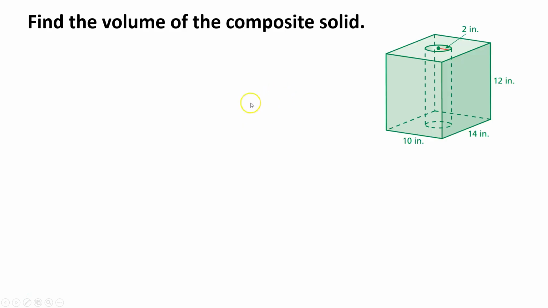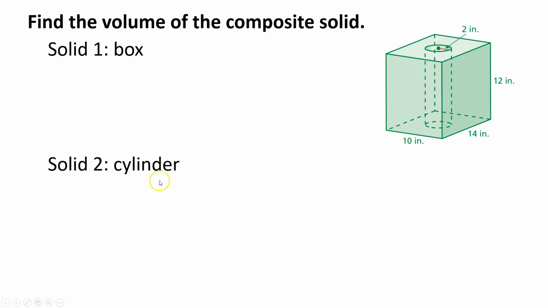Okay, so we have the volume of this composite solid, which is a box. But imagine now, maybe it's like a piece of wood where you drilled a hole in it. So that cylinder is not something you're adding onto it, but you're taking away part of the box's volume, like if you drilled a hole out of a piece of wood. So we're still going to set it up the same way, where we have two solids, a box, and in this case a cylinder.